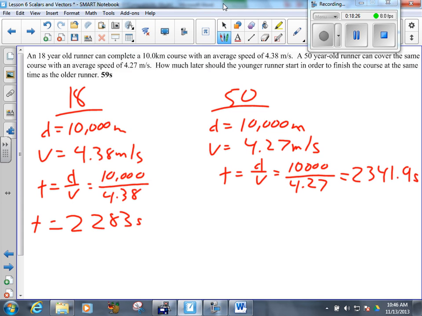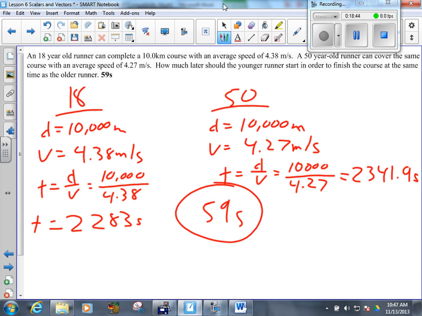So how much later should the younger runner start in order to finish? Well, what do I have to do with those two numbers? Subtract them. That'll tell me how much longer it takes the old guy to run. That's the head start he needs. When I do that, it should come out to 59 seconds.